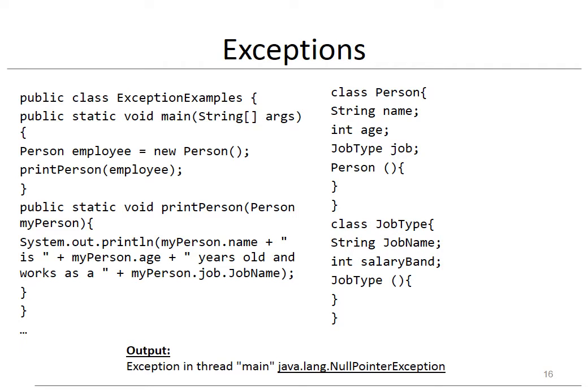Well, we will get a null pointer exception, as you can see right here. Eclipse will also tell us that the exception occurred in the printPerson method. More specifically, the null pointer exception is raised because the job or job name were never initialized for the myPerson object.